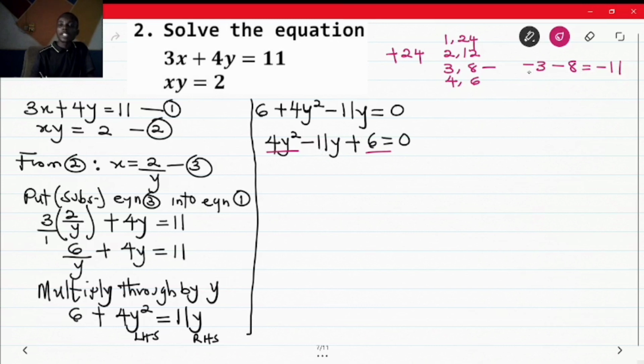When you multiply it, negative 3 multiplied by negative 8 will give you positive 24 that we have here. So the factors that are replacing this are minus 3 and minus 8. So I'll write that now.